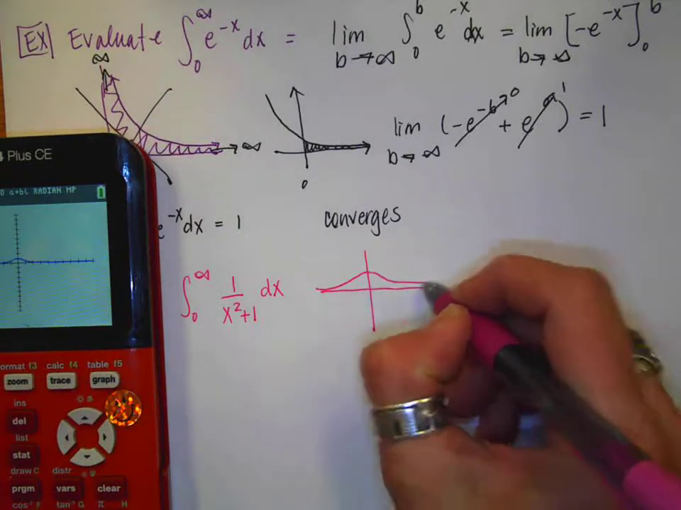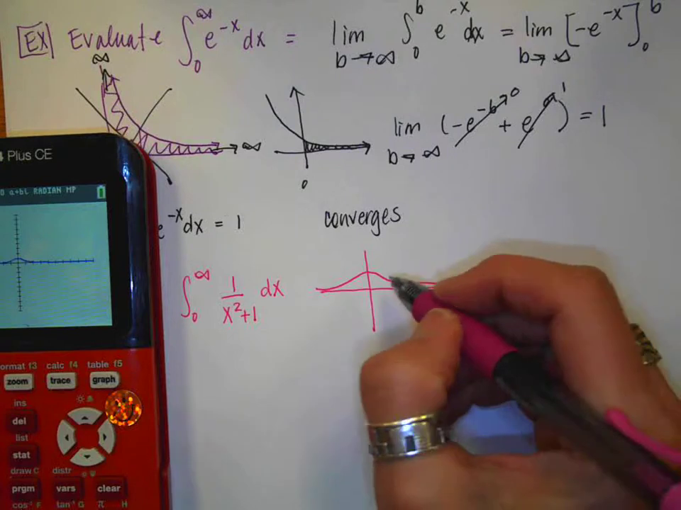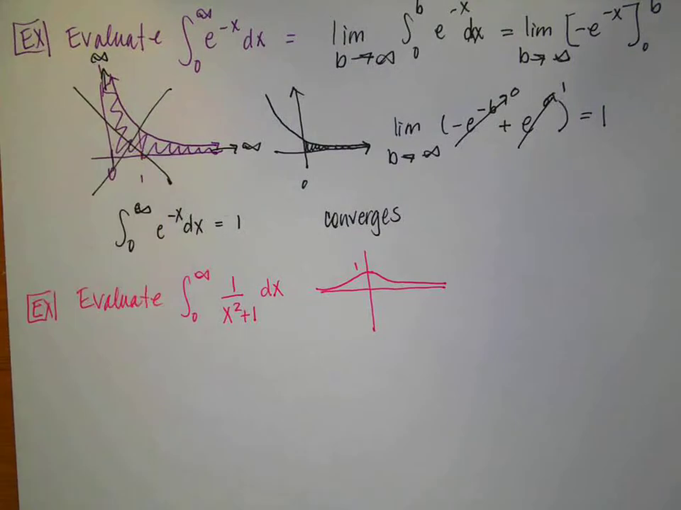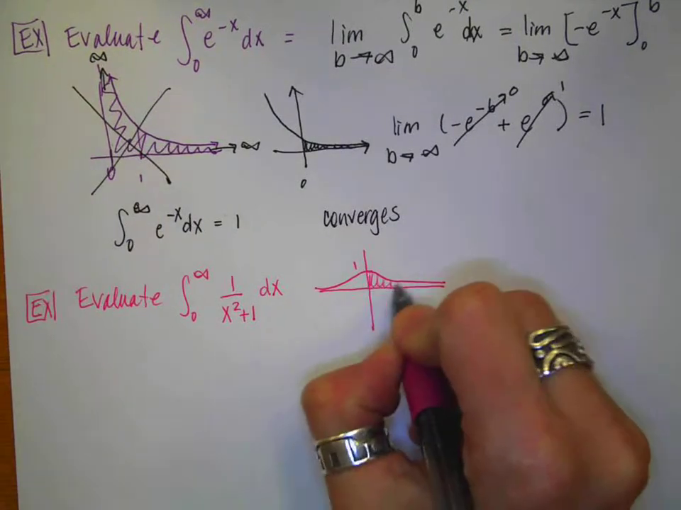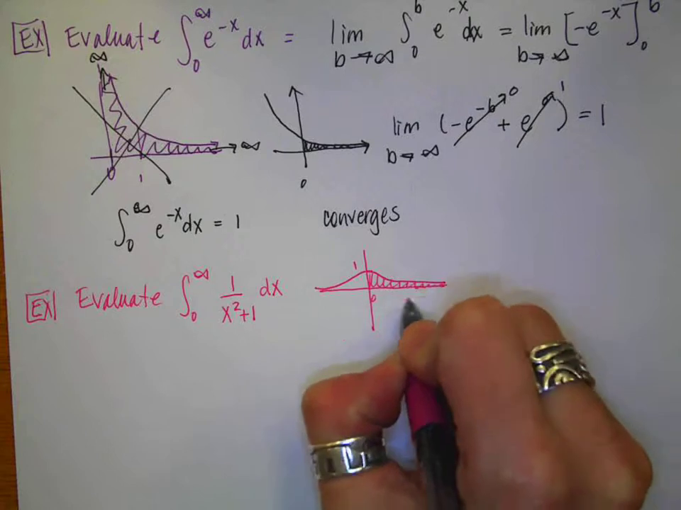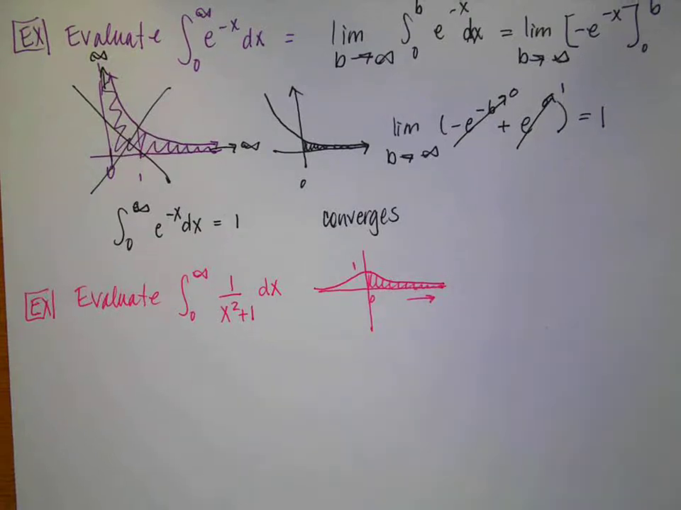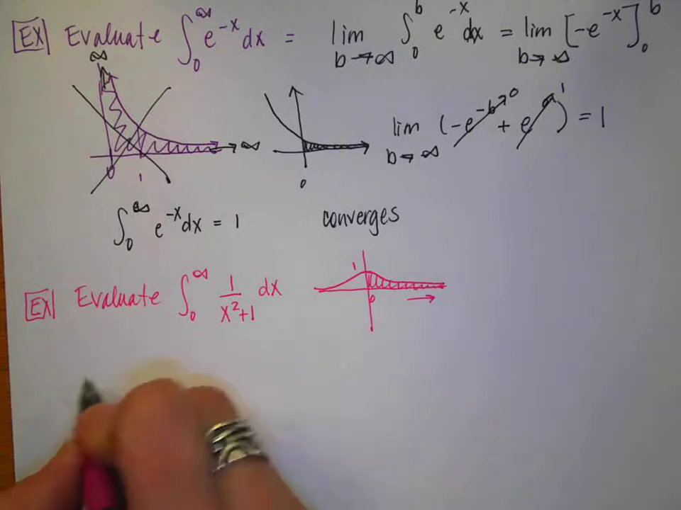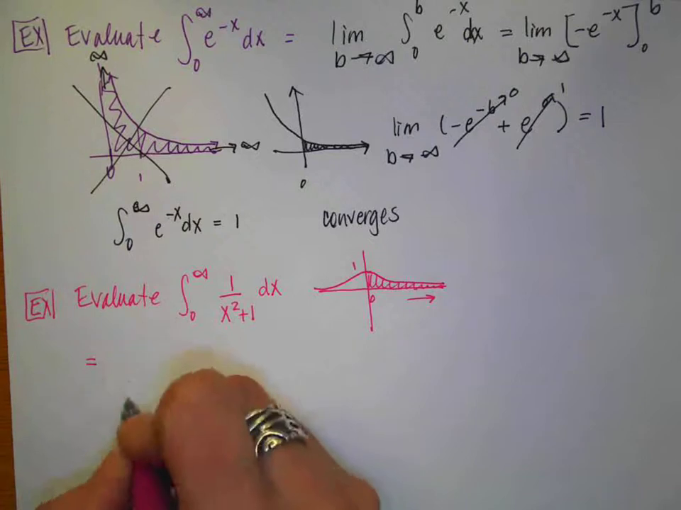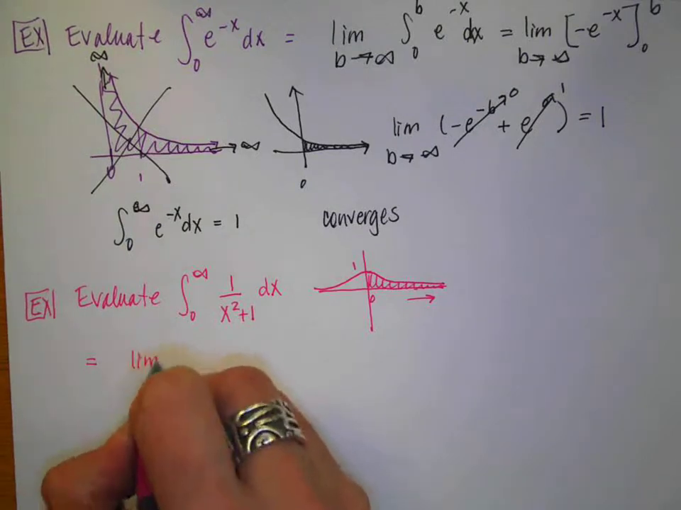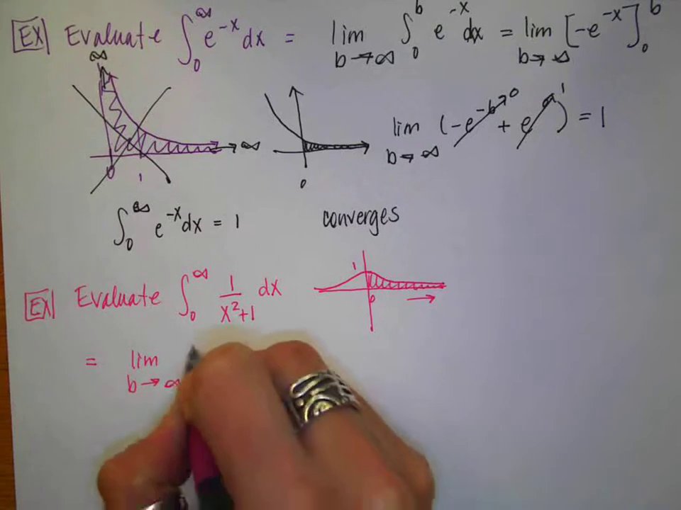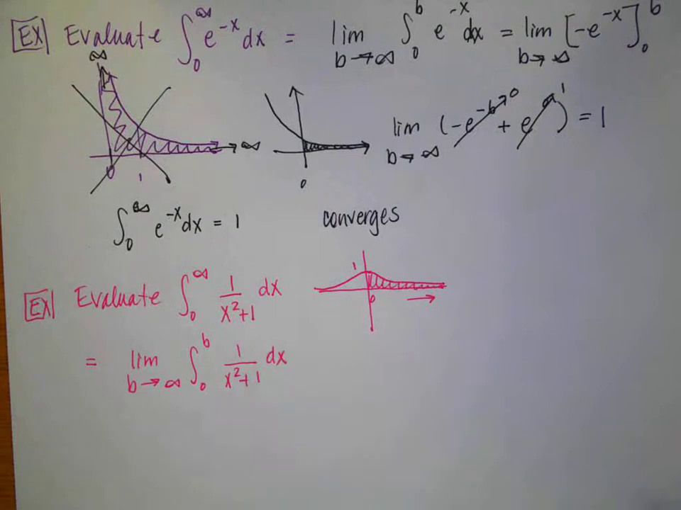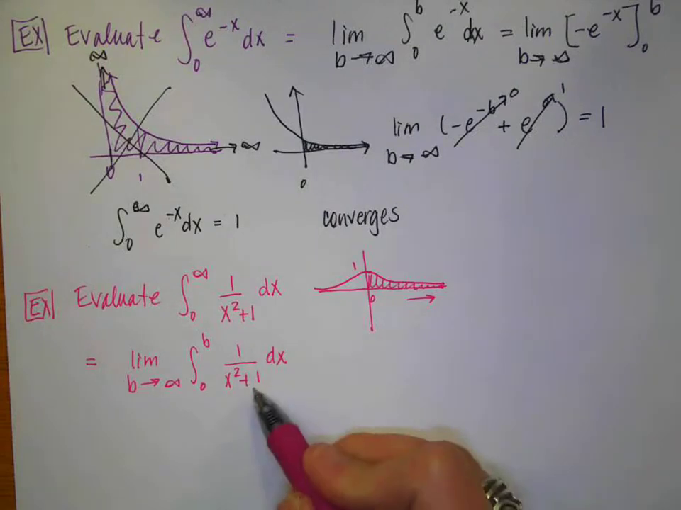So here's going to be my handy-dandy graph, and it looks kind of like that. And then it crosses at, I think this is a 1. And I'm going from 0 to positive infinity. So these are just all situations at this point that are kind of going in the same direction. So if I do this one, my area is going to approach positive infinity. So this integral is going to equal the limit as b approaches infinity of the integral from 0 to b of 1 over x squared plus 1 dx.